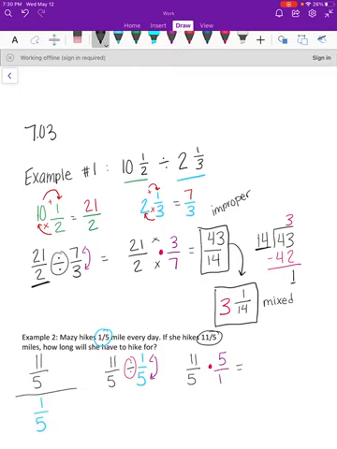And then we just multiply across. 11 times 5 is 55. 5 times 1 is 5. And you guys should know that 55 divided by 5 is 11. So there's our two examples for dividing fractions. Just go slow, and you can come back and watch this video if you need a little bit of help.